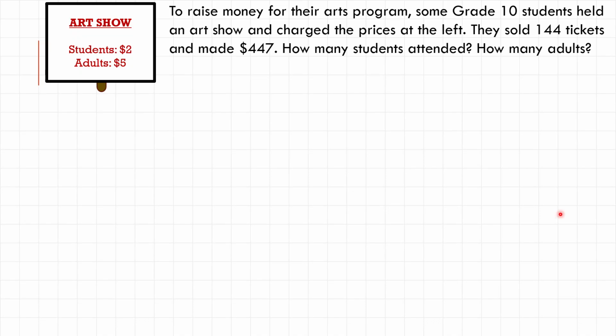In this example, to raise some money for their arts program, some grade 10 students held an art show and they charged these prices. At the end, they counted up and sold 144 tickets and made $447. How many students attended this and how many adults?